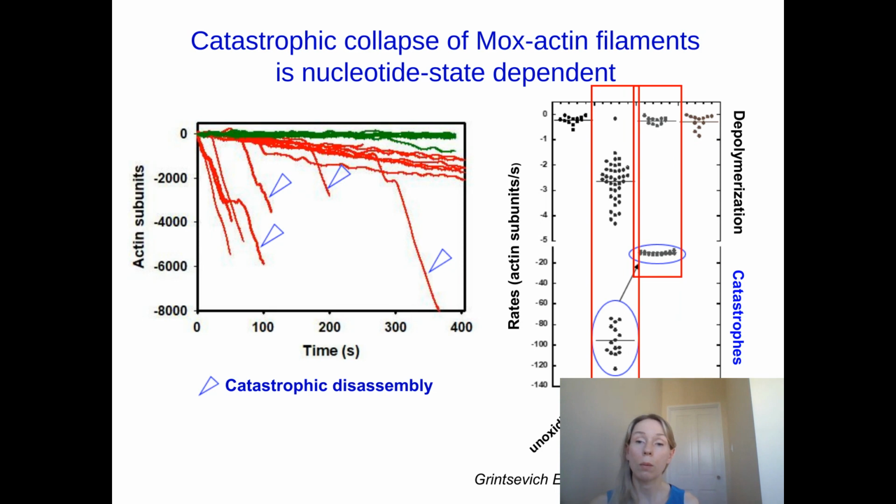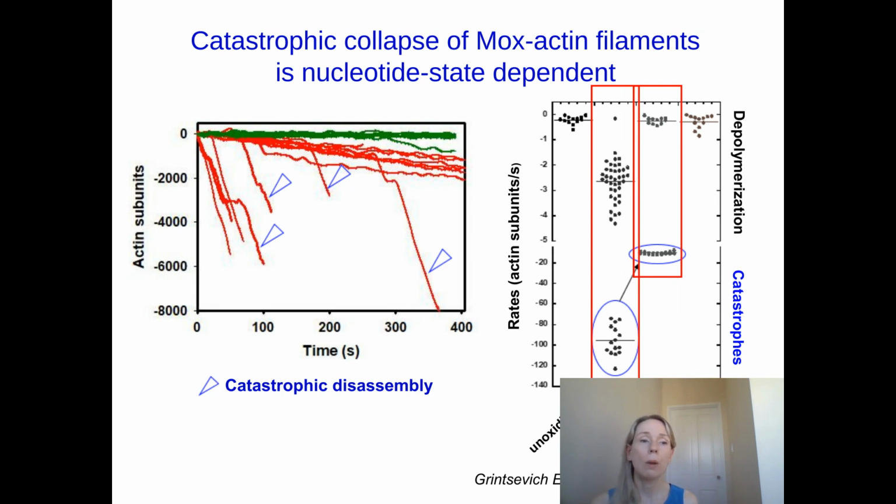Also, on the very right of this graph, you can see that if we add beryllium fluoride, which is a compound that mimics the ADP-Pi state of actin and binds very tightly to the filaments, the oxidized actin filaments depolymerize rather slowly. And what that tells us is that under cellular conditions, we might have a situation where filaments are oxidized, but they're fairly stable because they haven't released the phosphate yet.